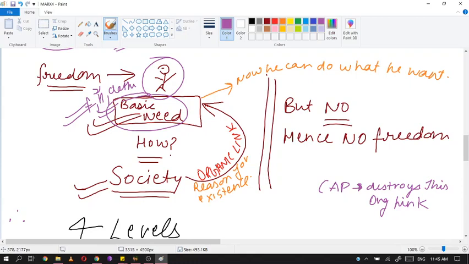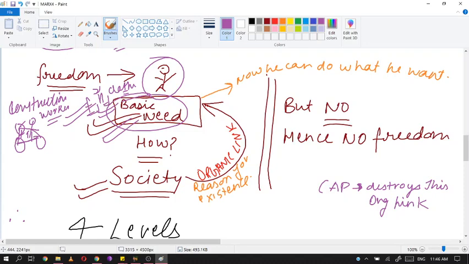Otherwise, what is the life of a rickshaw guy, that cartwheel, you know? Or let's say one construction worker. Do you think he's free? No, he is not free. He is working for his basic needs: food, health, clothes.